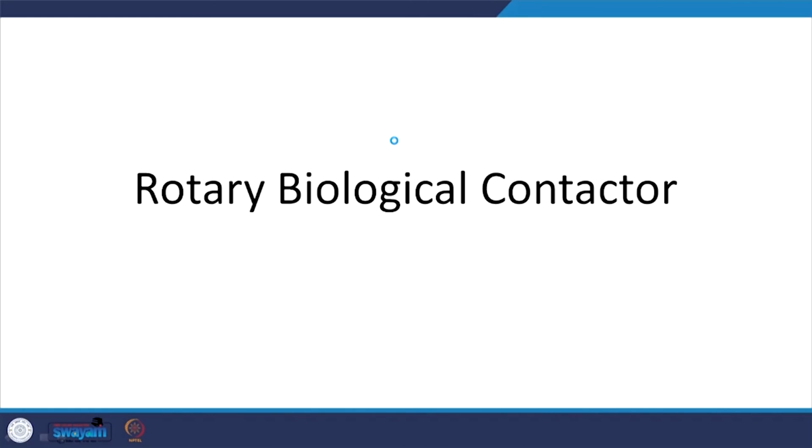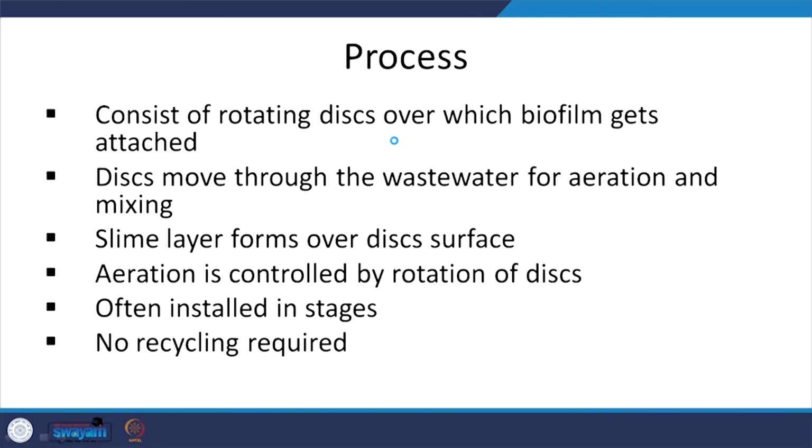So, the rotary biological contactor. As is obvious from the name, it consists of rotating discs over which biofilm gets attached. Thus, it is called an attached growth system. Discs rotate or move through the wastewater for aeration and mixing. So, you have water here and the disc here, and this rotates. When it is underneath, the biofilm comes in contact with the water, and when it is above, you are bringing in air, circulating air.